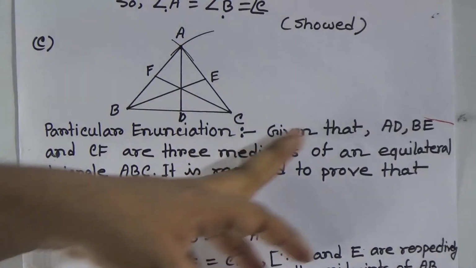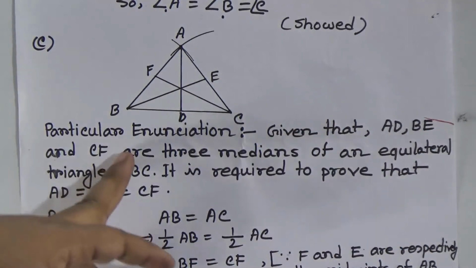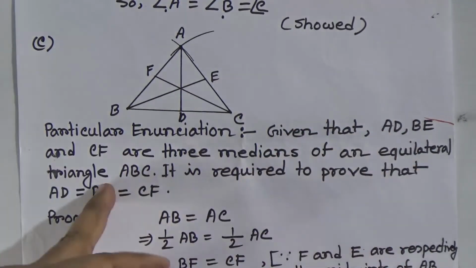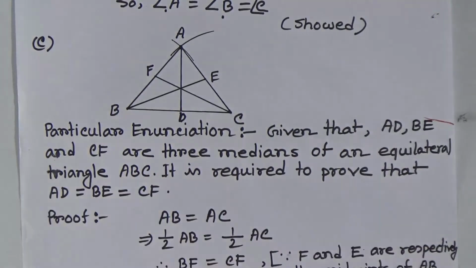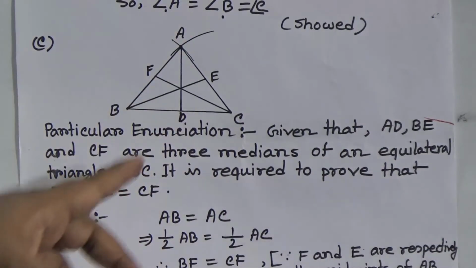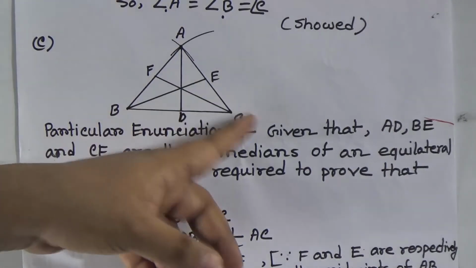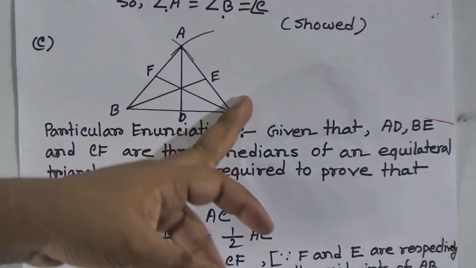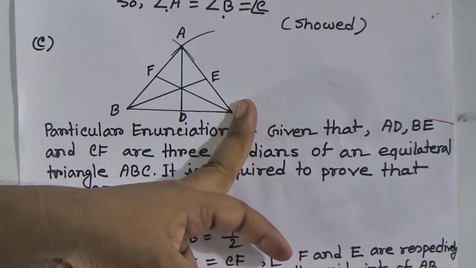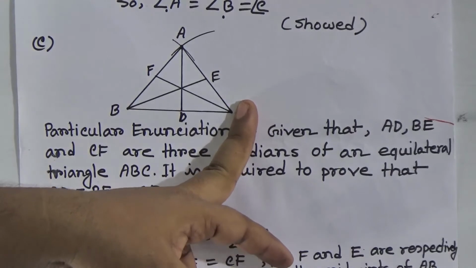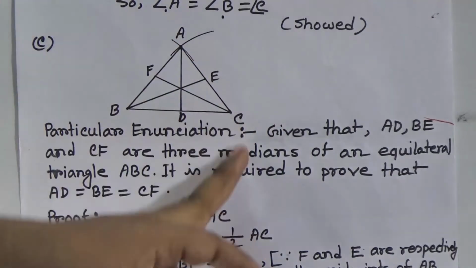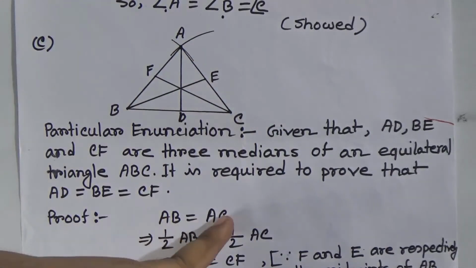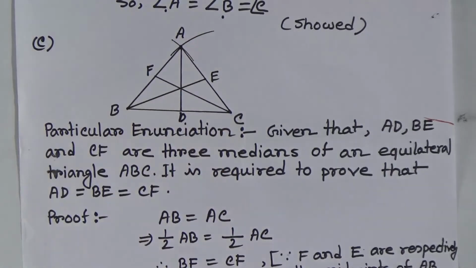Particular enunciation: given that AD, BE and CF are three medians of an equilateral triangle. It is required to prove that AD equal BE equal to CF. Proof. Dear students, first of all you notice AB equal to AC. Why? Because it is an equilateral triangle. I repeat, AB equal to AC. Why? Because it is an equilateral triangle.